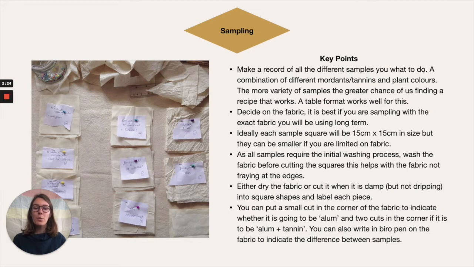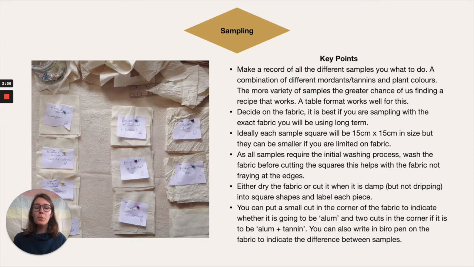The next key point is to decide on your fabric. It is best that you're sampling with the exact fabric that you'll be using long term. And so in Mayamiko's case, we know that we'll be using a certain weight of organic fabric, and so we're going to be doing the sampling with that fabric. Ideally, each sample square will be 15 centimetres by 15 centimetres in size, but they can be smaller if you're limited on fabric.